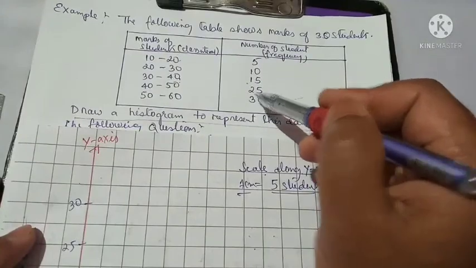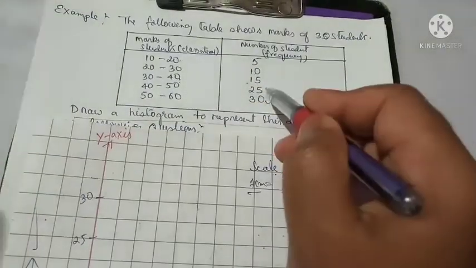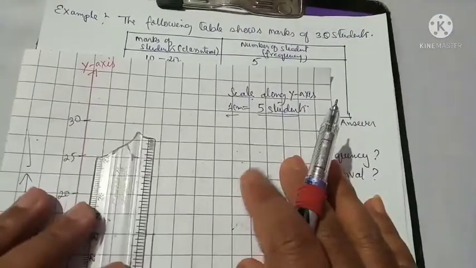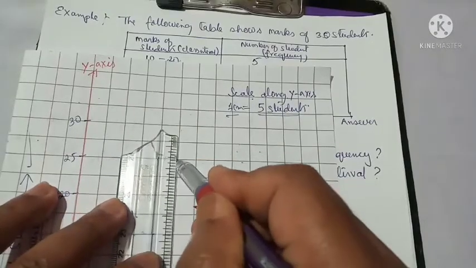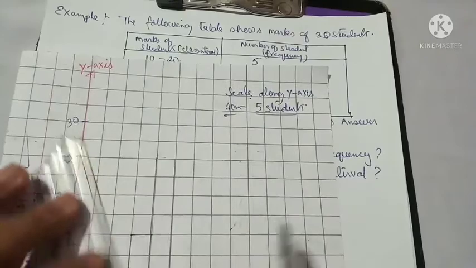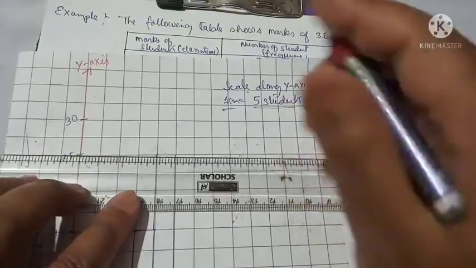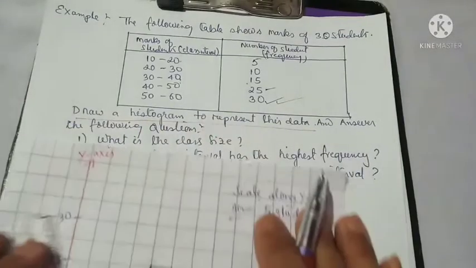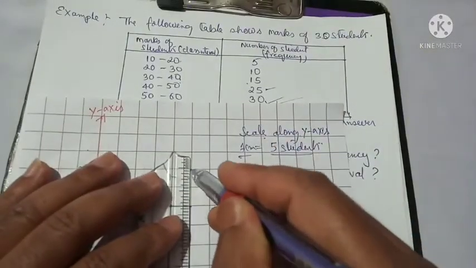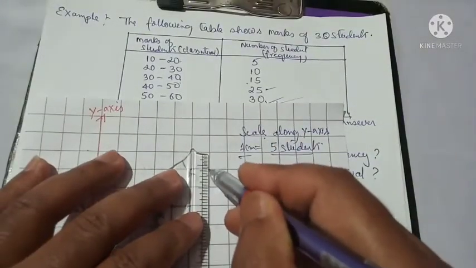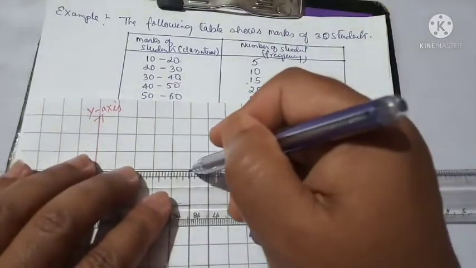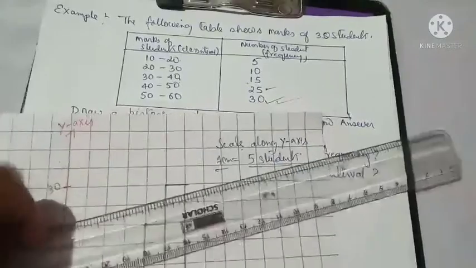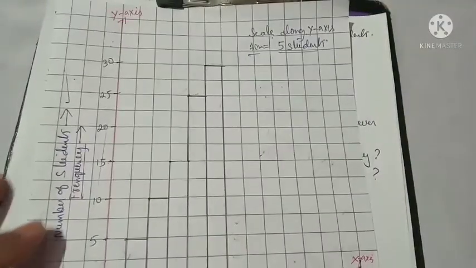Next, 40 to 50: 25 students, so we draw up to 25, the same way as we drew the bar graph. And the last one is 50 to 60: 30 students. This is the histogram.